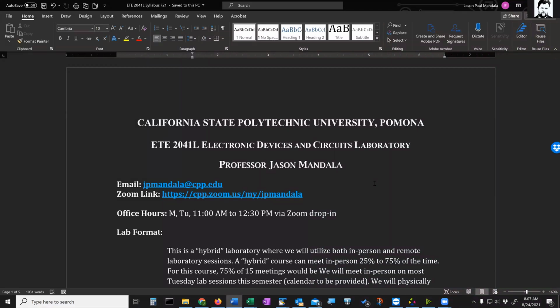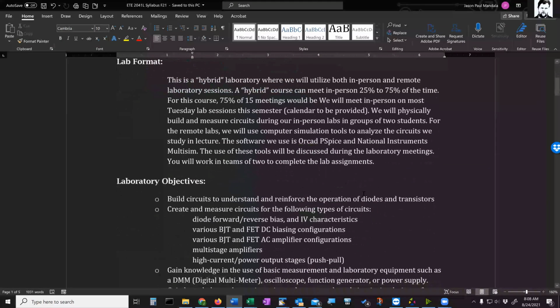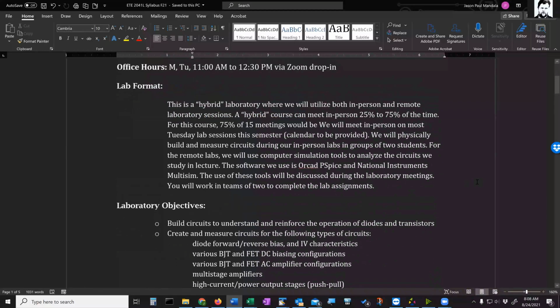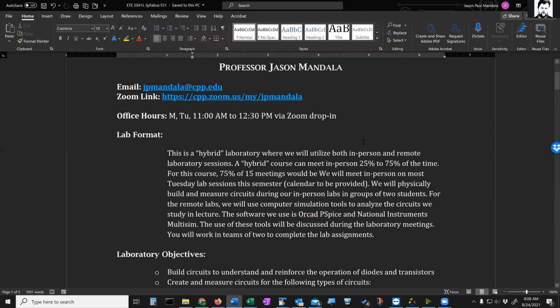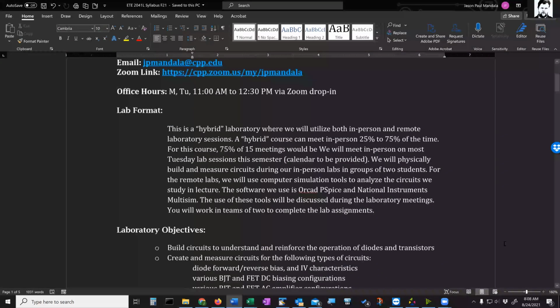So next week we're going to meet in person in the physical lab room in Cal Poly. Today we're meeting remotely, but next week we're going to start meeting in person, and then I'm going to provide you that calendar that tells you which days we're going to meet. But like I said, you can plan on meeting most of the Tuesdays this semester. So I posted this on Canvas right now, so you can follow along if you like.